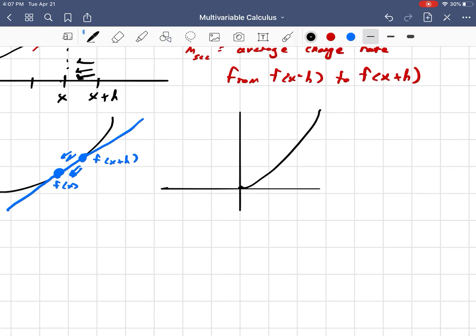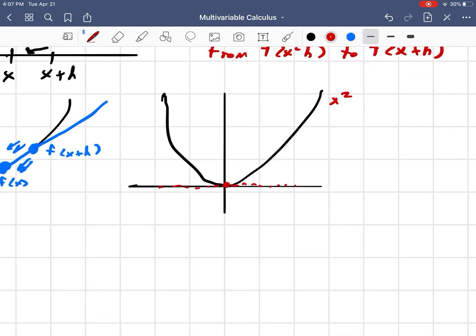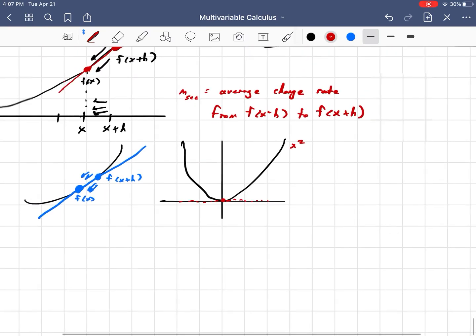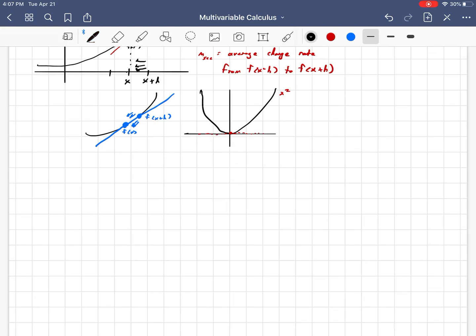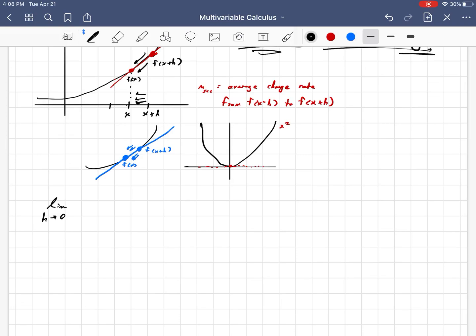As an example, if I consider a parabola going like that, then it should make sense that if I were to draw a tangent line at x equals 0, it would be coincident with the x-axis. In other words, they would overlap. And so the slope of the tangent line on the graph of x squared at x equals 0 is 0. And so we say that the instantaneous rate of change of x squared at 0 is 0, because the slope of the tangent line at 0 is 0.